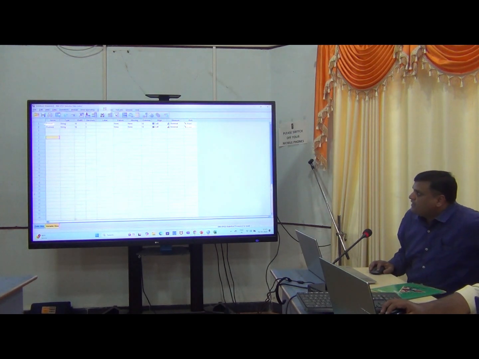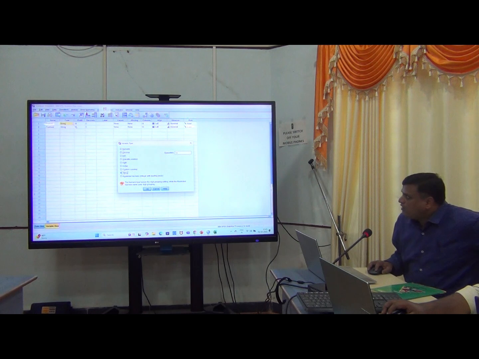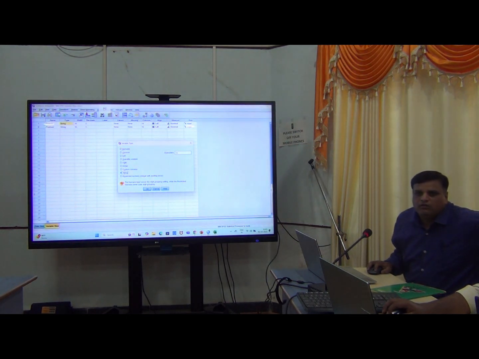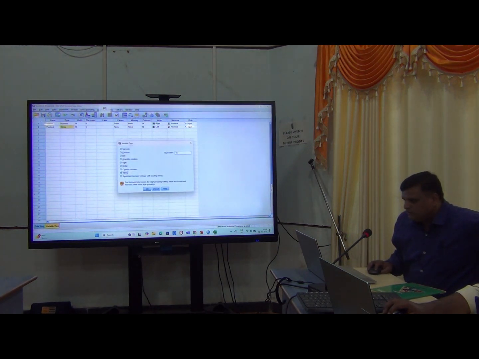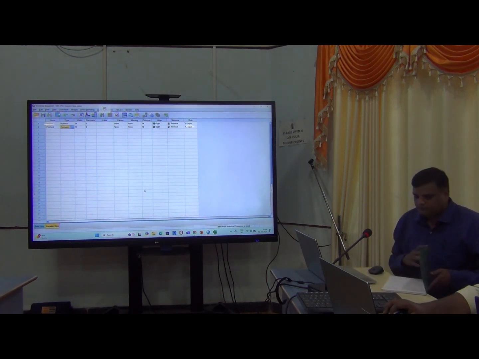So here, where it says string, make all of that numeric, because our data is not text, it's numeric data.